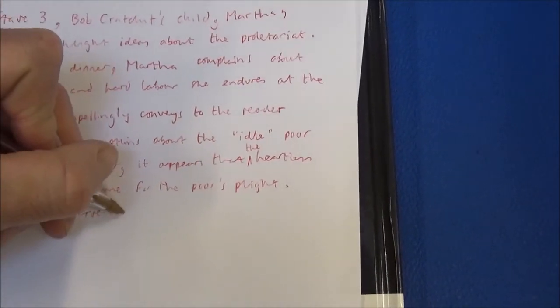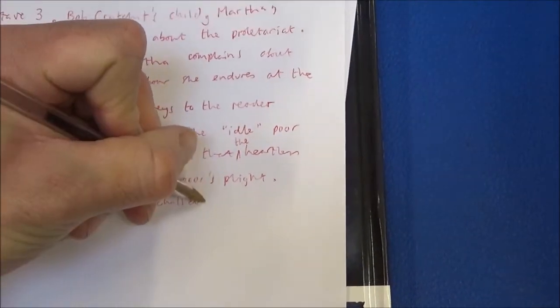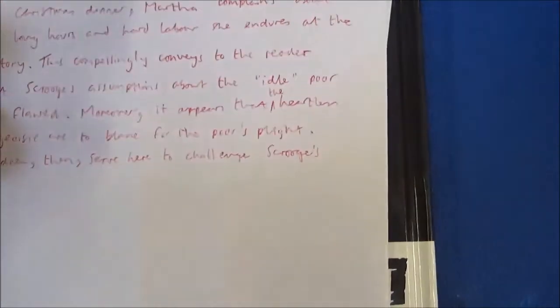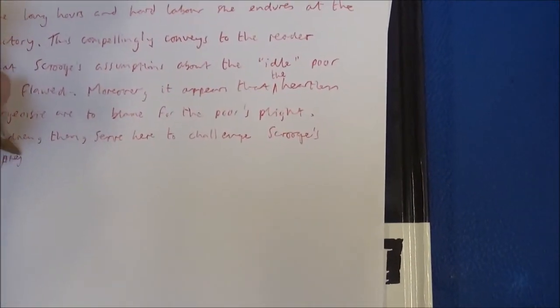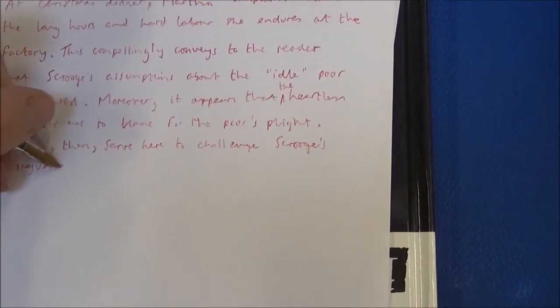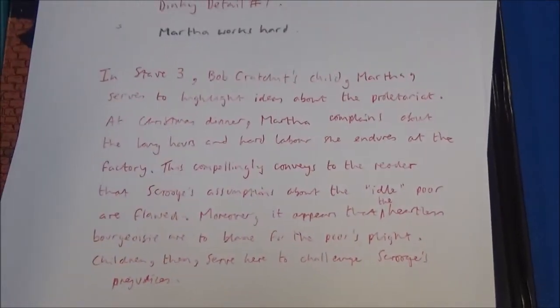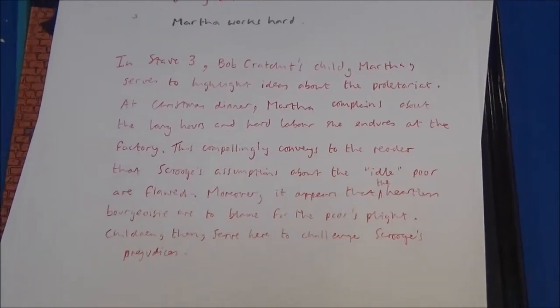Children then serve here, i.e. Martha, to challenge Scrooge's prejudices. Just a little line looping back to the question. Did I have to tonk it in? Maybe not, but I just think it keeps my response task focused.